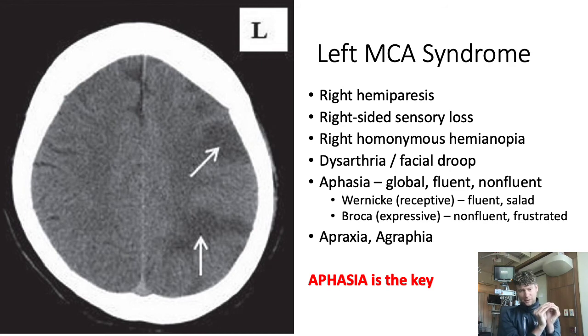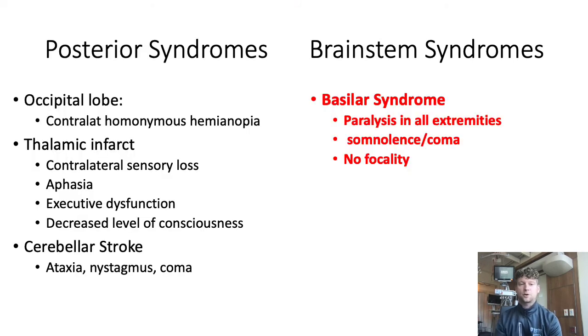Is this a problem with language in the brain, or is this a problem with speech, which could be about dysarthria, problems with the tongue, problems with the lips? That would be a different part of your NIH score.